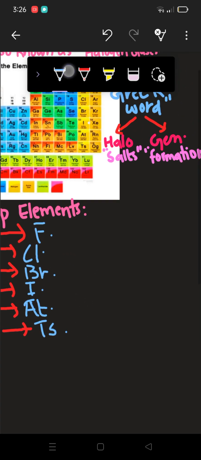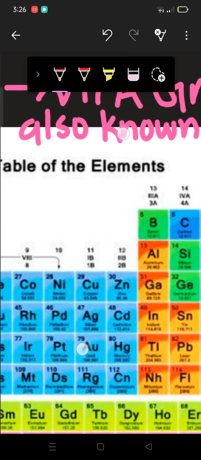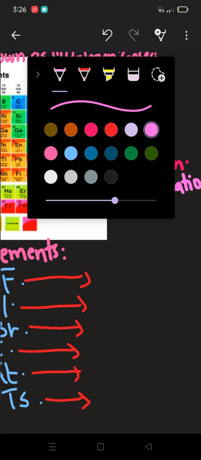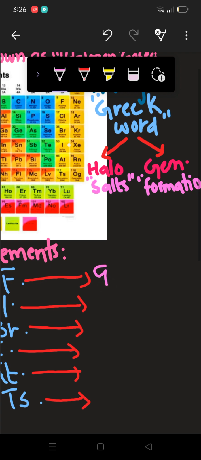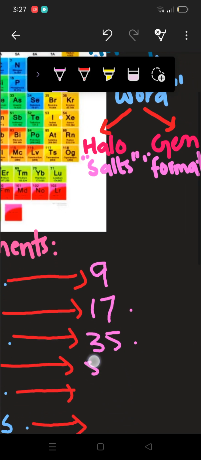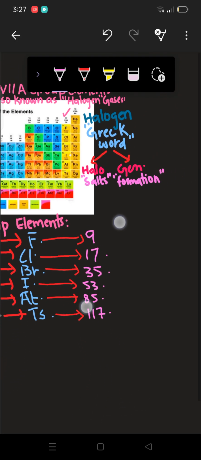Now let's write their atomic numbers. Here I am making arrows so that I can write atomic numbers. Fluorine has the atomic number 9. Then chlorine has 17. Bromine has 35. Iodine has 53. Astatine has 85. And then last, tennessine has 117. So these are the atomic numbers.